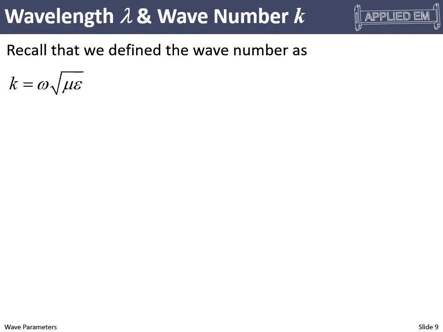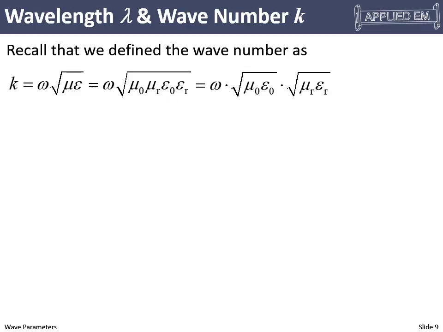Now on to the wave number. Remember, we first identified and defined the wave number when we derived the wave equation, and we saw this omega squared times mu epsilon, and we called that k squared. So that means our definition for k is really omega times the square root of mu epsilon. So we replace now the mu with mu naught times mu r, and the epsilon with epsilon naught times epsilon r. And then like we did before, we'll isolate the free space terms and we'll isolate the relative terms.